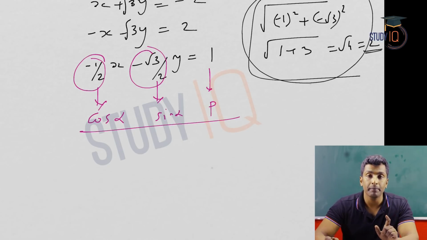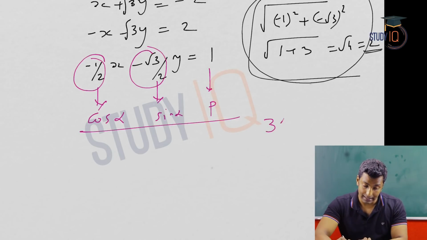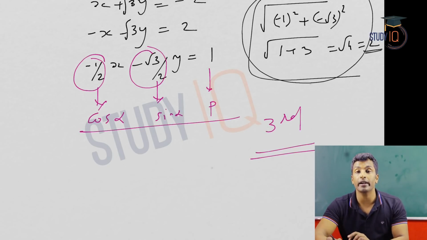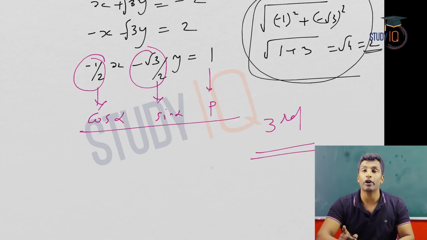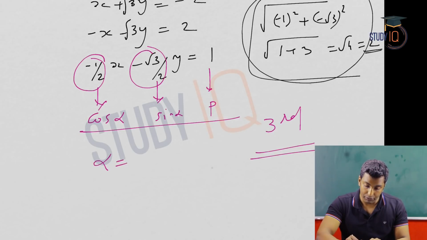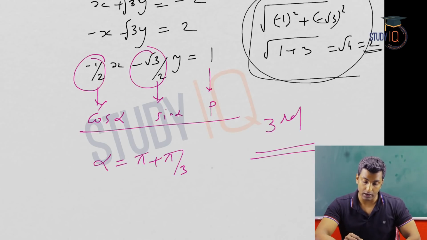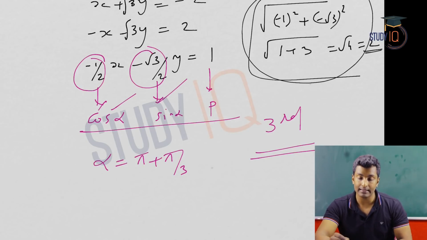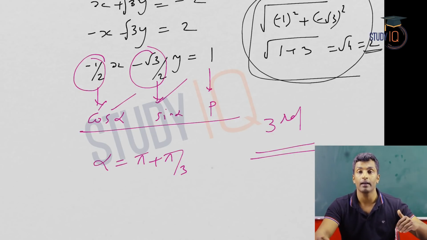So in which quadrant are cos and sin negative? That is in the third quadrant. In the third quadrant tan is positive, right? So cos and sin are negative, so third quadrant means 180 plus, or pi plus. So alpha is equal to pi plus pi by 3. Cos 60 and sin 60 give you these values, and it is minus because it is in the third quadrant. Since both are negative, I am taking it in the third quadrant.